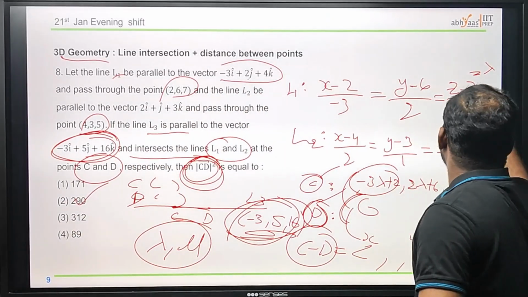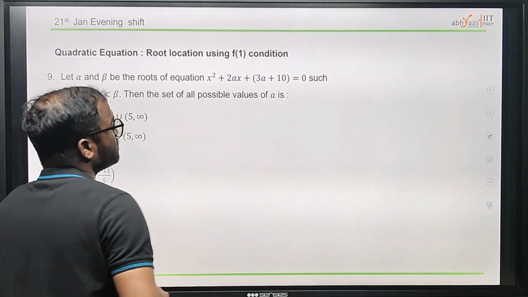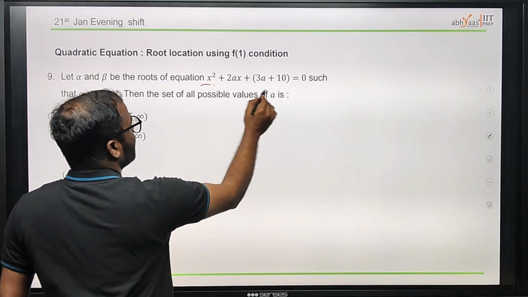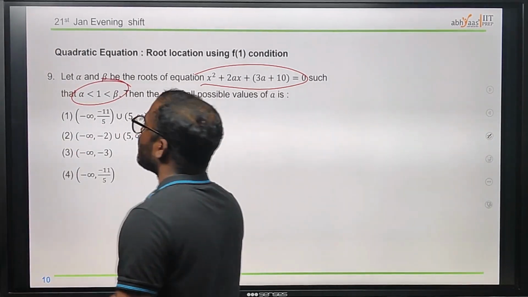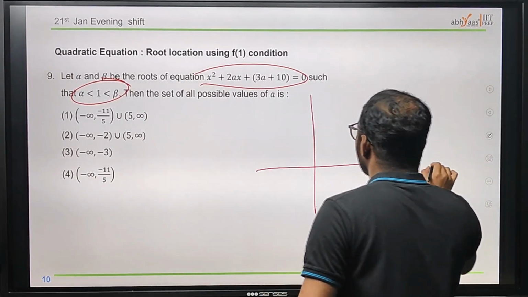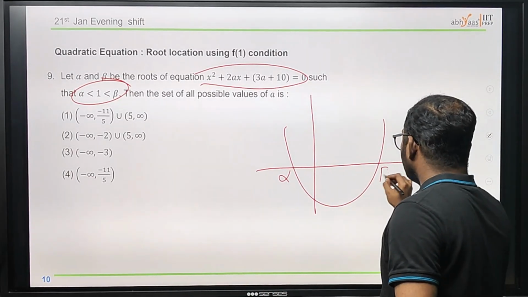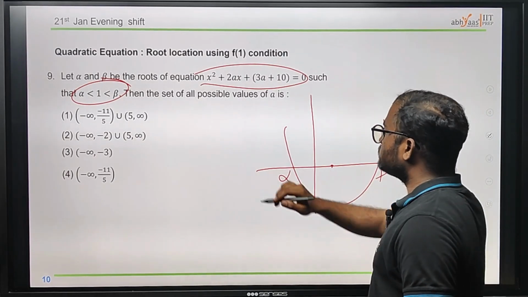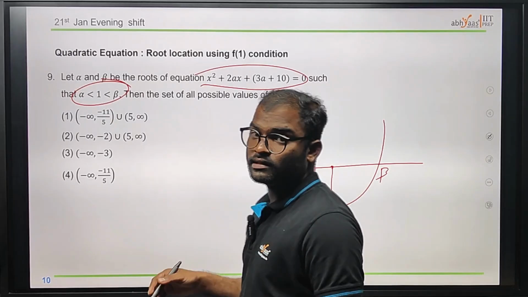Now come to the next question on the basis of quadratic equations. It is a simple question. Here they have given a parabola situation. If you see, they have given the interval alpha is less than 1, 1 less than beta. This is an upward parabola, with alpha and beta here, and 1 lies between them. That means alpha is less than 1.